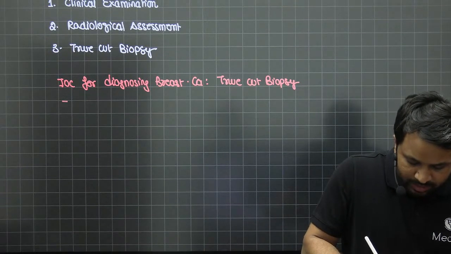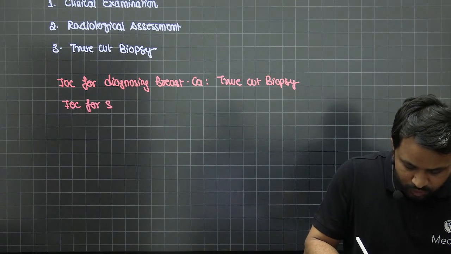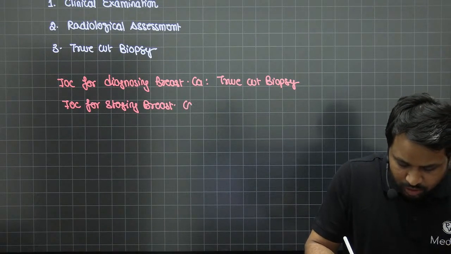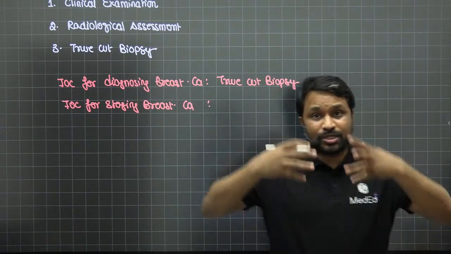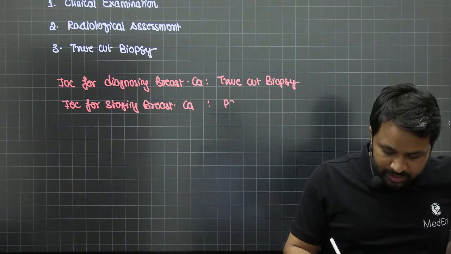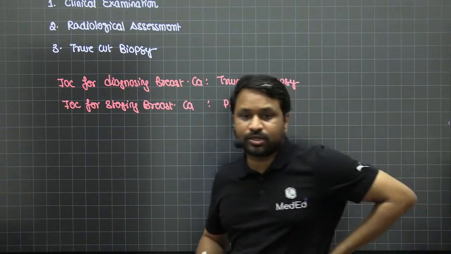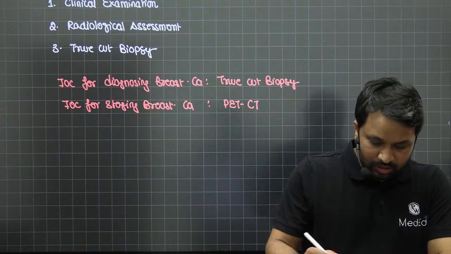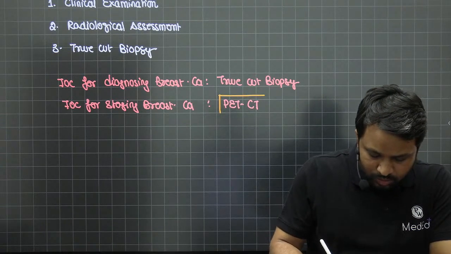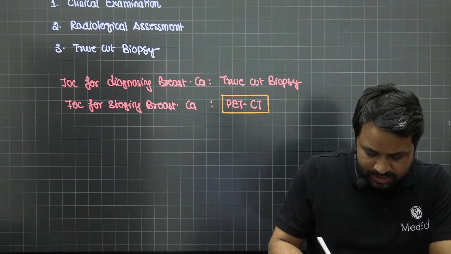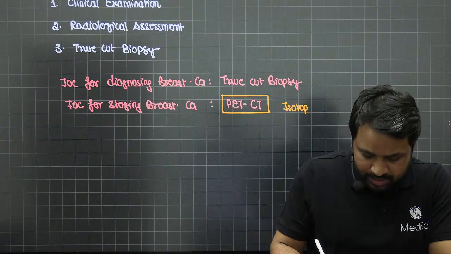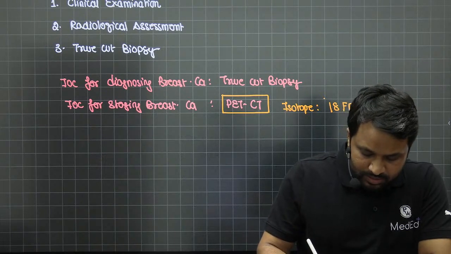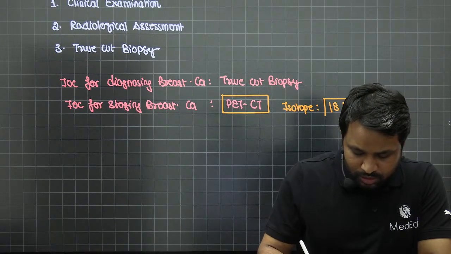The second question will be the investigation of choice for staging breast cancer. When you talk about breast cancer staging, I need to know whether it is limited to the breast or spread to the body, and that is done with the help of PET-CT, that is positron emission tomography with computerized tomography. Now, if your examiner in viva wants to play with you, he'll ask in a PET-CT, what is the isotope used? Remember, the isotope used is going to be 18FDG, that is fluorodeoxyglucose.